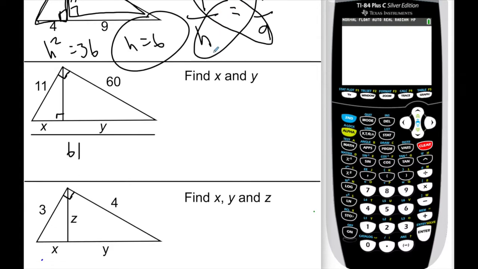Okay? Now how about this one? So here, what do I know? Well, I know that X and Y are such that they add up to 61. So I'm going to take a look right here. So what do I know?